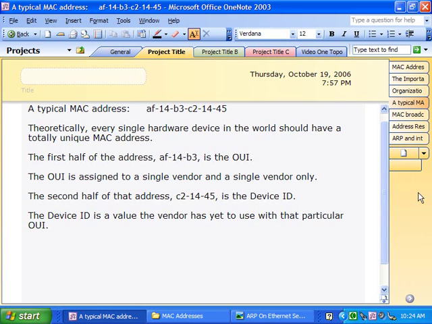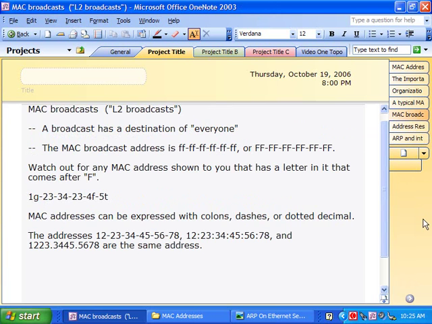Now let's take a look at MAC broadcasts. And if this is a term you're not familiar with, you're not familiar yet with broadcasts. A broadcast has a destination of everyone. I want everybody to get this message that I'm about to send out, so it's a broadcast. If I'm only sending it to one destination, it's a unicast. Now, broadcasts are very important to understand. Of course, the basic is very simple, but we're always concerned with limiting broadcasts on a network. And keep that in mind as we go through this course and as you take other certification courses.